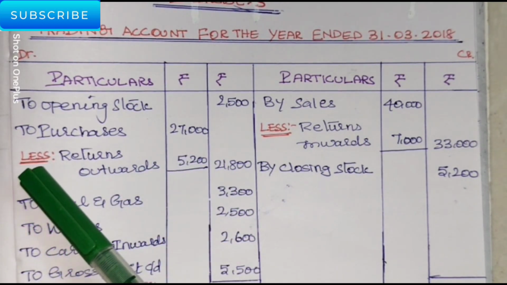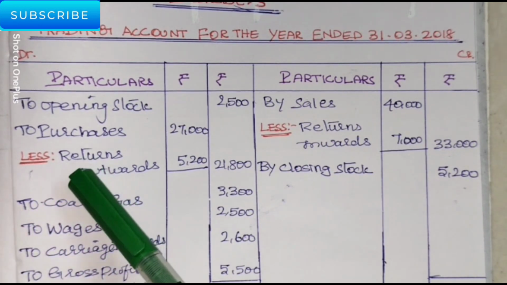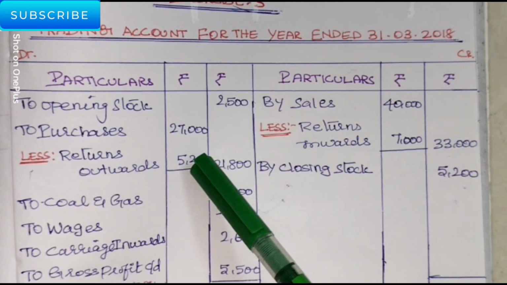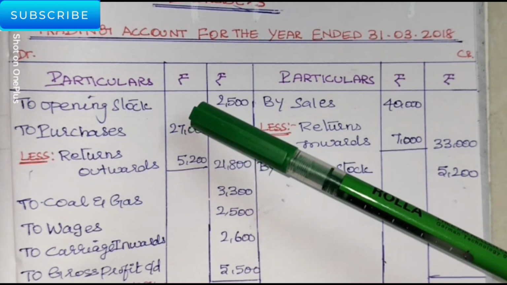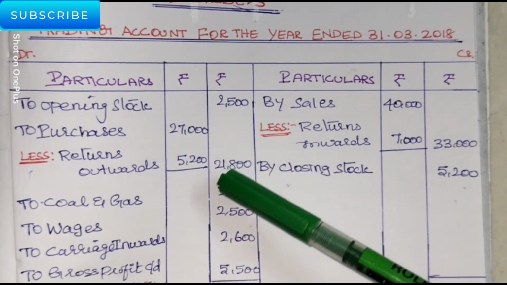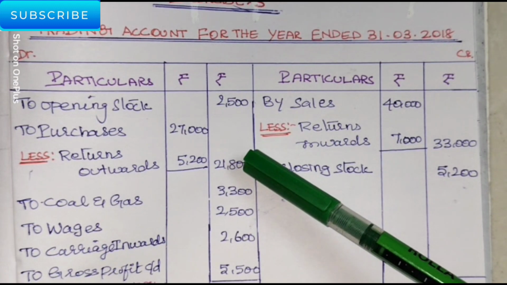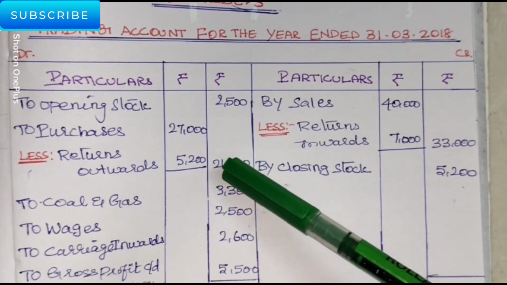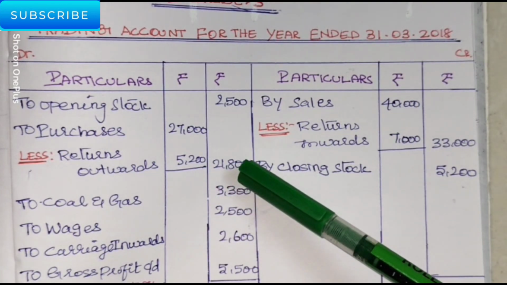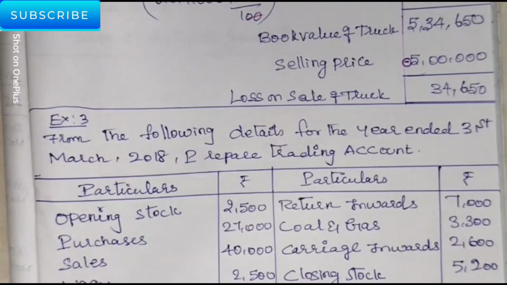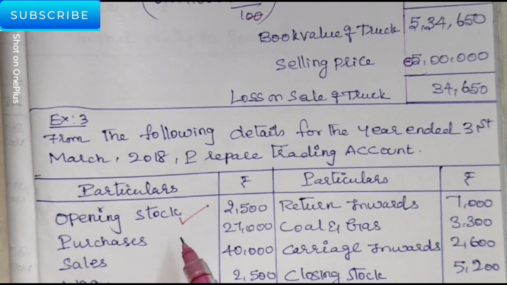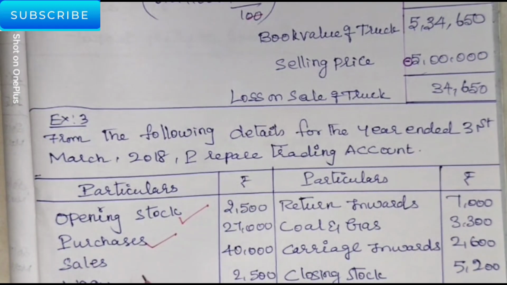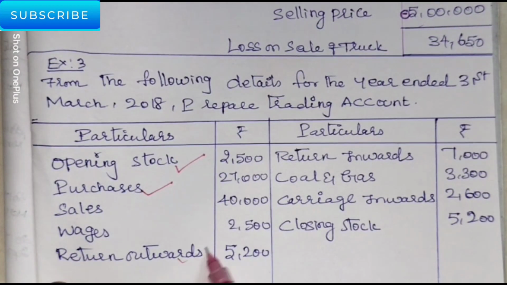We have to write the heading less, returns outward 5,200, in the inner amount column. Then we subtract 5,200 from 27,000. We get 21,800. This is the net purchases amount. After entering each item we have to mark it, then only we can easily identify which accounts are still to be entered. So opening stock entered, purchases entered, and return outwards also entered.